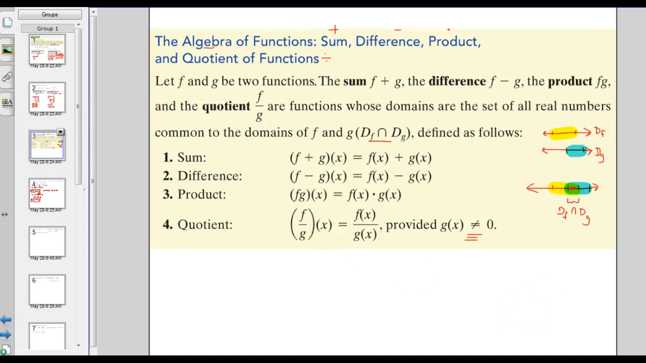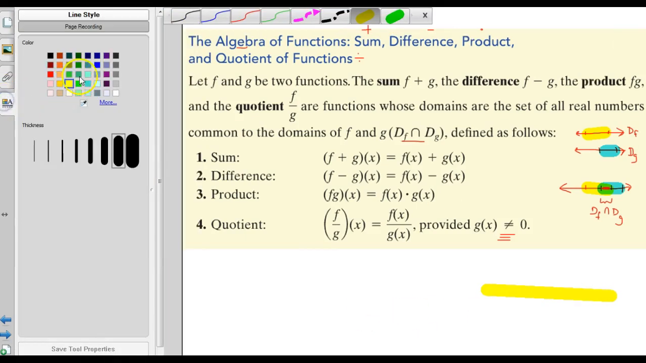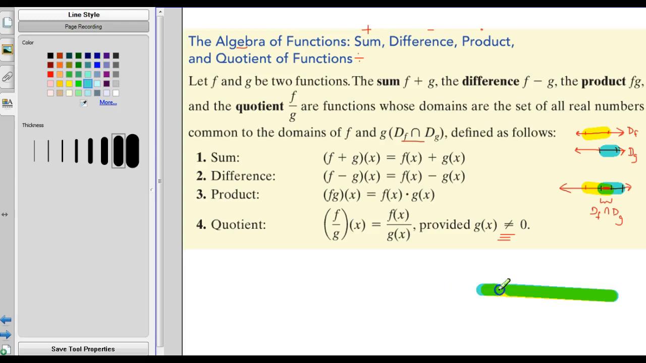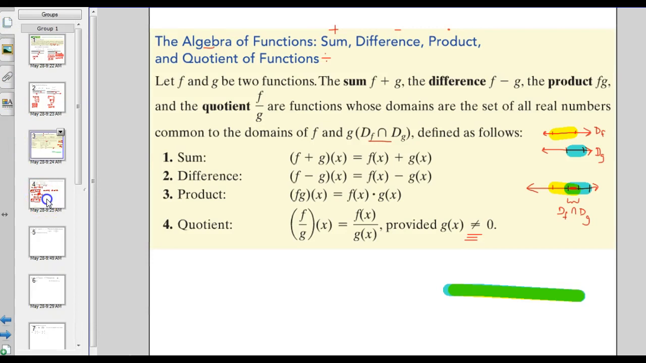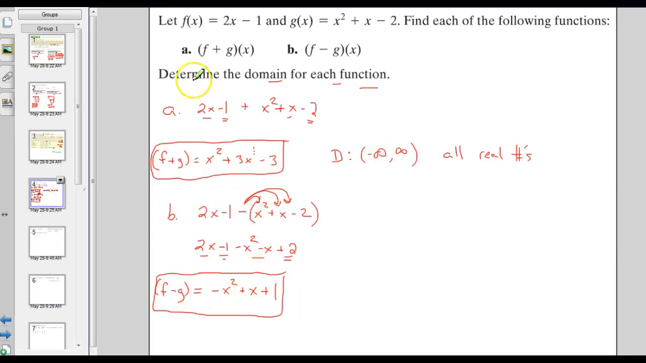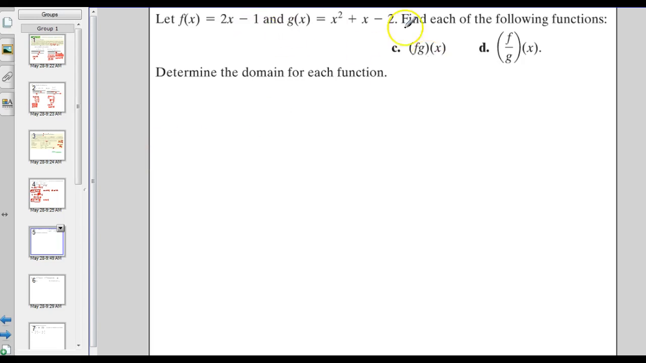If I highlight everything yellow, and then I highlight everything blue, everything's green. So all real numbers is our domain here and here. Same idea here. I don't have any restrictions because again this is just a polynomial. Alright, same thing. I'm multiplying them and dividing them.